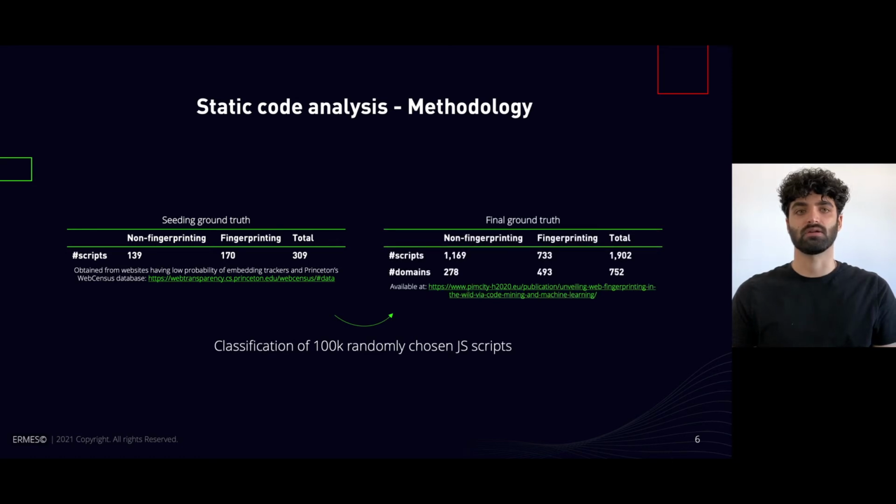And we ran this classifier over 100,000 randomly chosen JavaScript scripts. From the results of this classification, we manually verified the labeling for 1800 scripts and appended them to the ground truth, resulting in a final ground truth of about 1900 scripts coming from 752 domains.